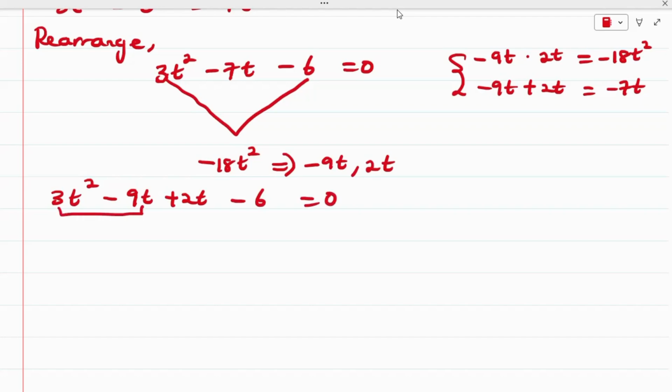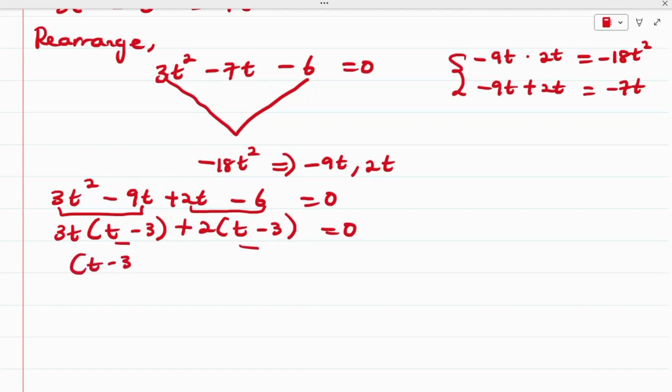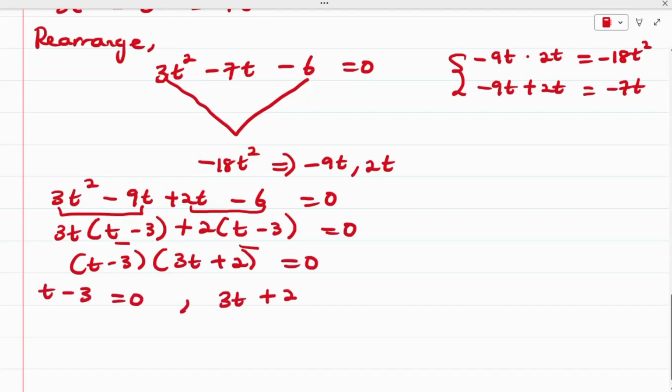So if you factor out these two, we have 3t to be common, and if you factor that out, we have t minus 3 left, plus from this point we have 2 to be common, and if you factor that out, we have t minus 3 left, and this is equal to 0. So from here, since this is common and this is common, we have t minus 3 multiplied by 3t plus 2, and this is equal to 0. So we have t minus 3 is equal to 0, and we have 3t plus 2 equal to 0. So t is equal to 0 plus 3, and t is equal to 3.